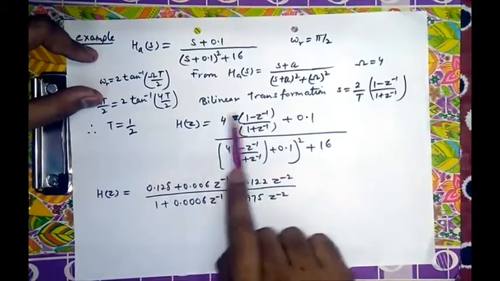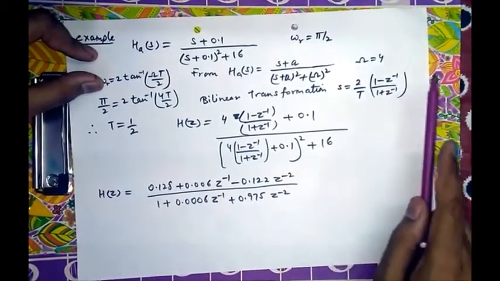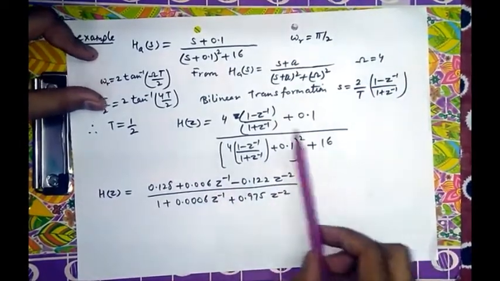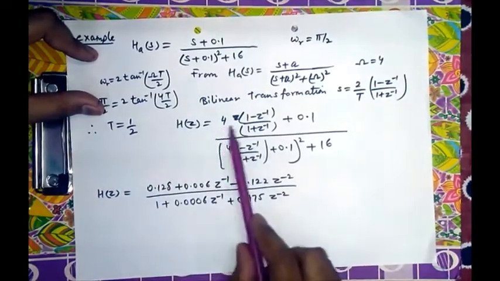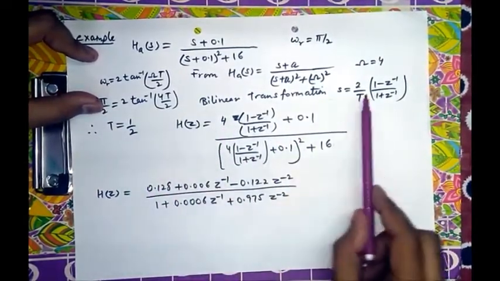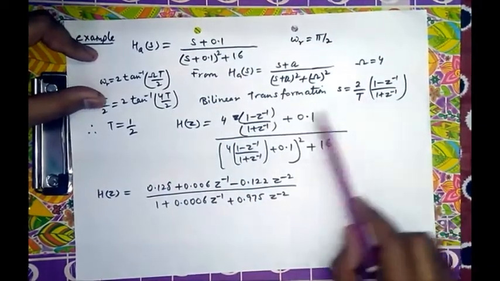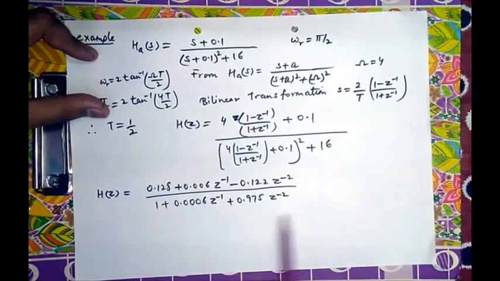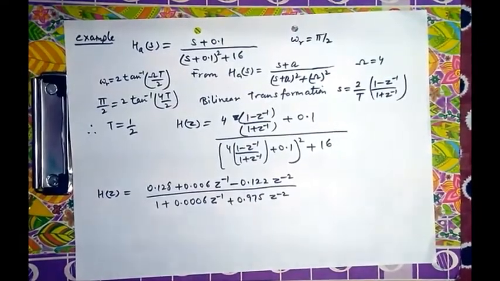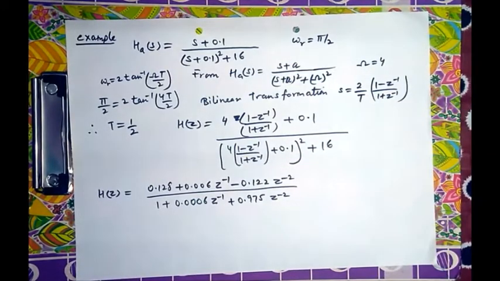Now using the bilinear transformation, we know that s = 2/T (1 - z^-1)/(1 + z^-1). It is very easy, because we just put the value of s everywhere using this formula, nothing else. T is 1/2, so 2/T becomes 4. Putting in the values and solving, we get the answer, which is the digital filter corresponding to this analog filter using the bilinear transformation method. And that is all about bilinear transformation.